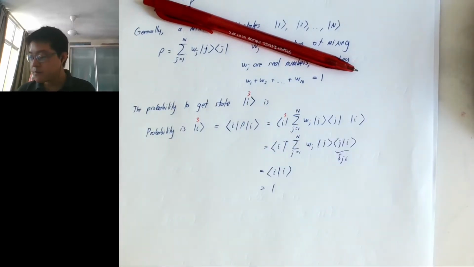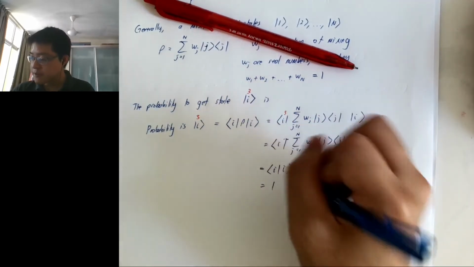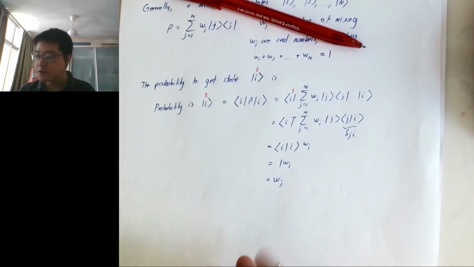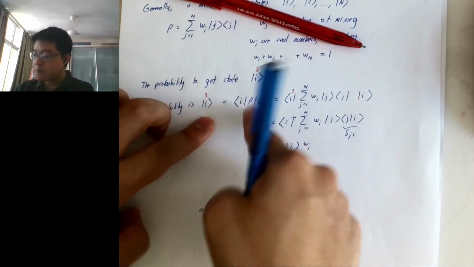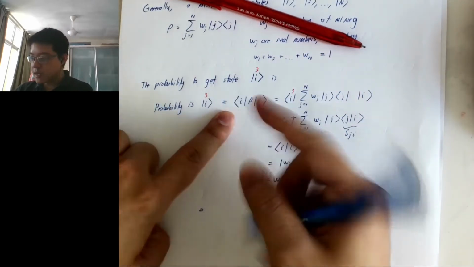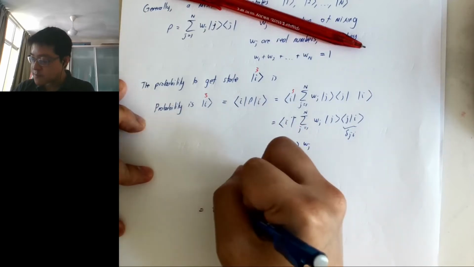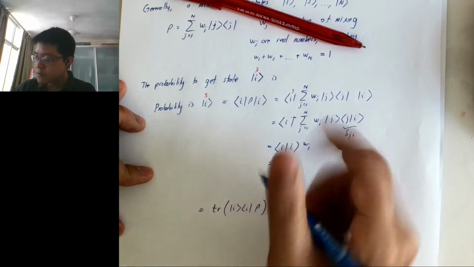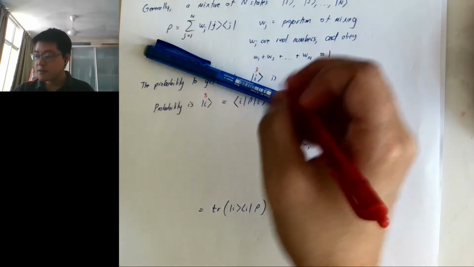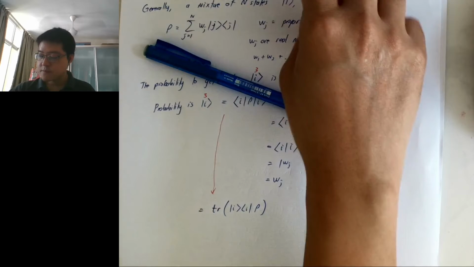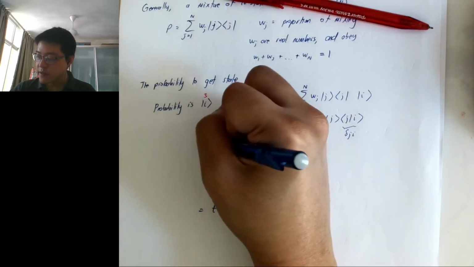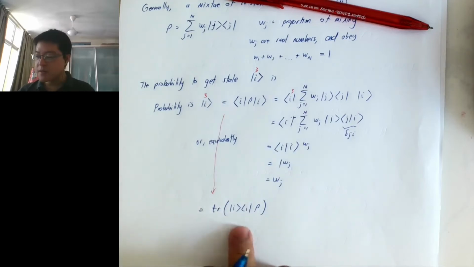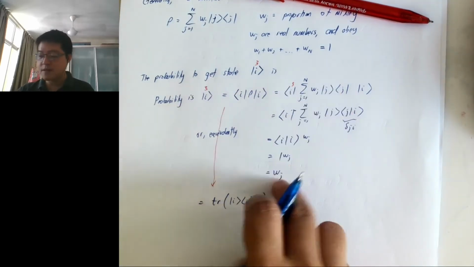There's a Wj, which I forgot, Wj. So we got the probability of getting this in Wj. And since we are familiar, we are using the operator notation now. This is actually equivalent to the trace of |i><i| rho, right? So same thing over here, or equivalently, you can write this or you write this, it doesn't matter, because when you work it out, you still get the same result anyway.